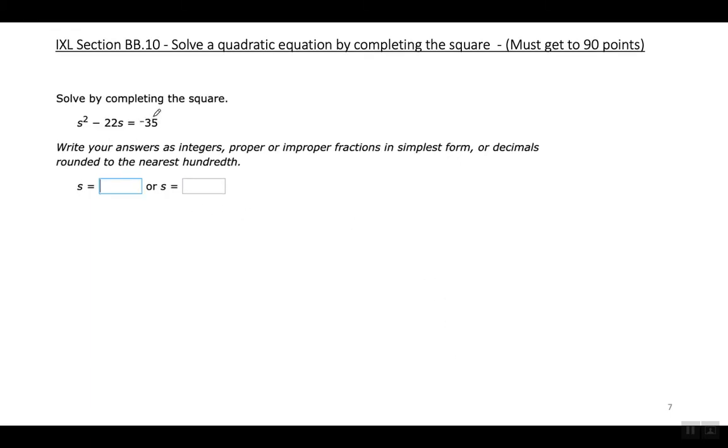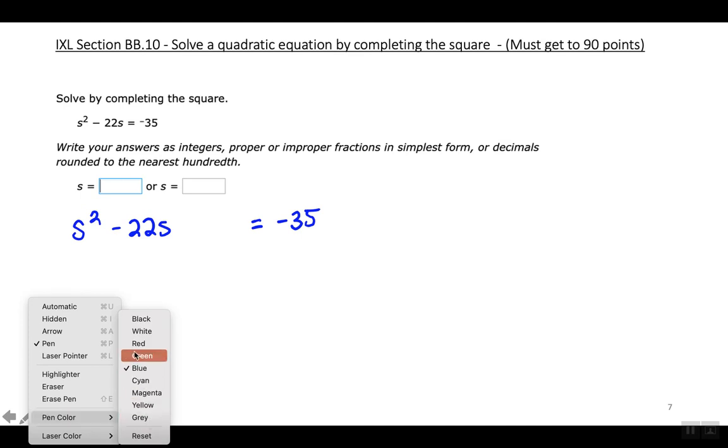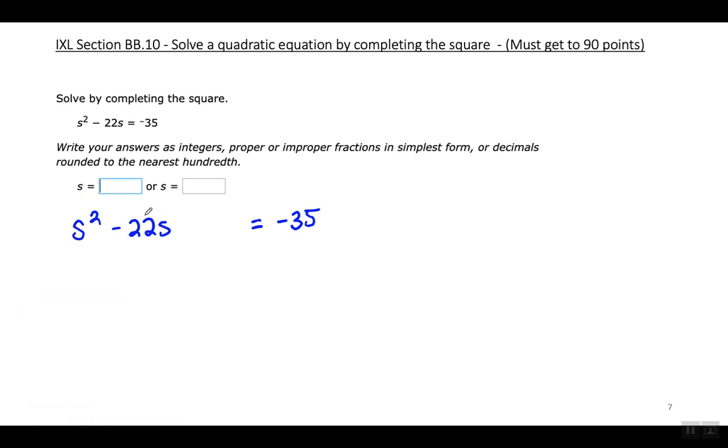Again, on this one, the c term is already by itself, so I don't have to move it. So I have s squared minus 22s equals negative 35. So now I'm going to complete the square. Take negative 22 and divide it by 2 and then square it. So negative 22 divided by 2 is negative 11. And negative 11 to the second power is 121.